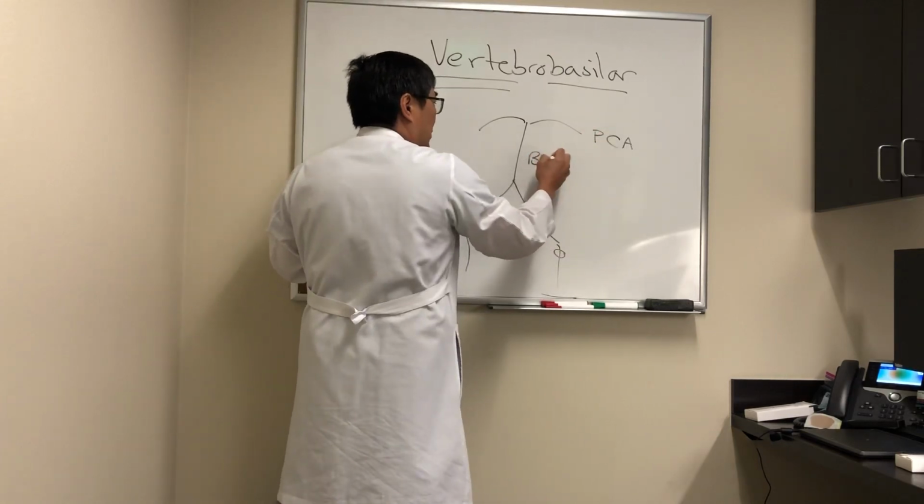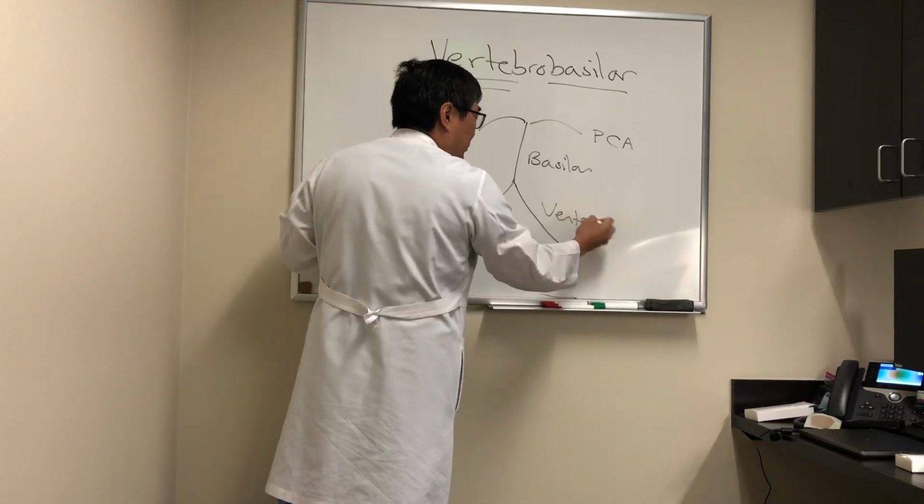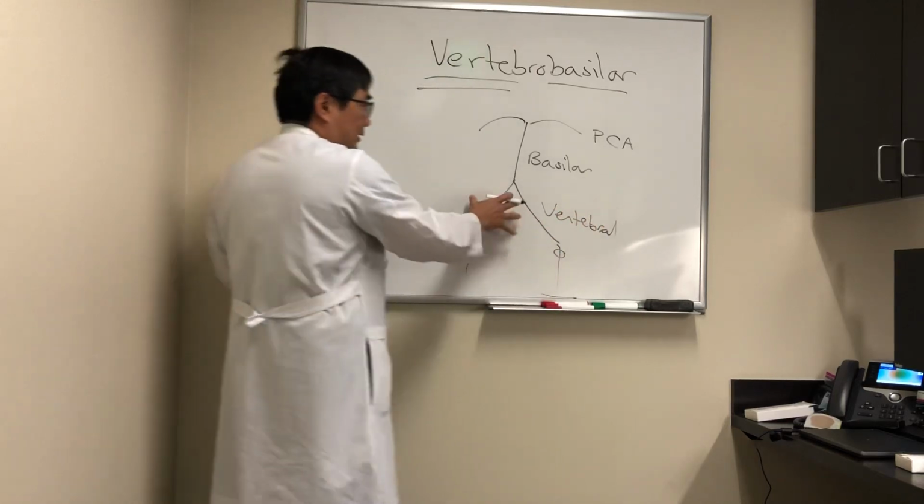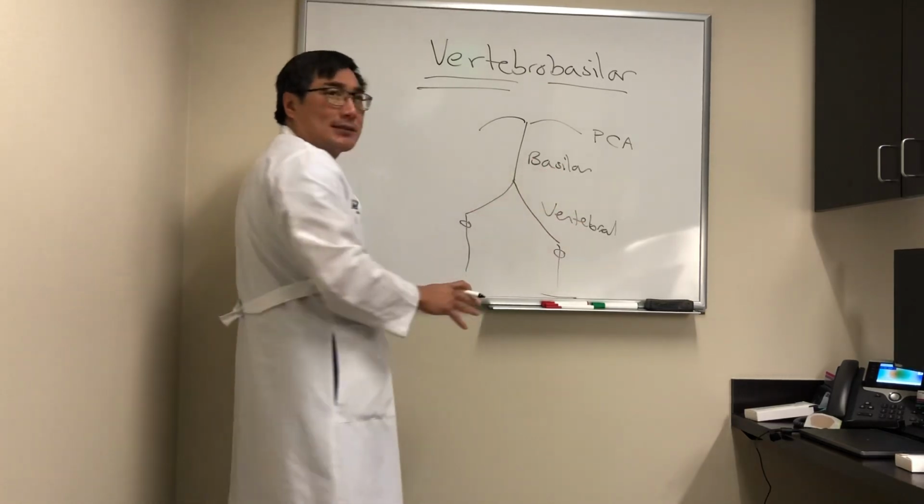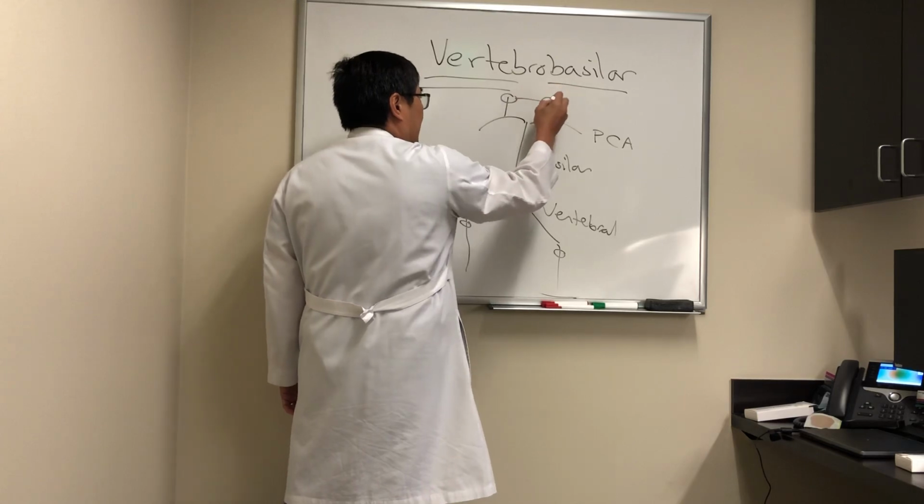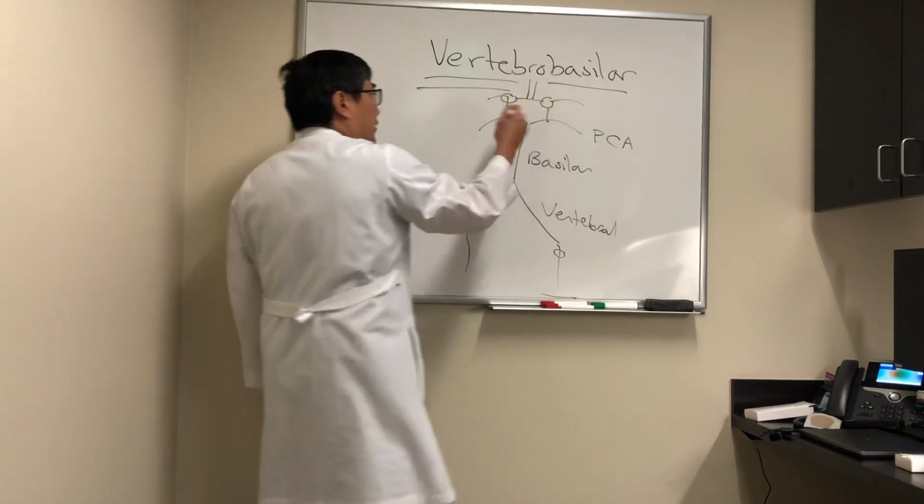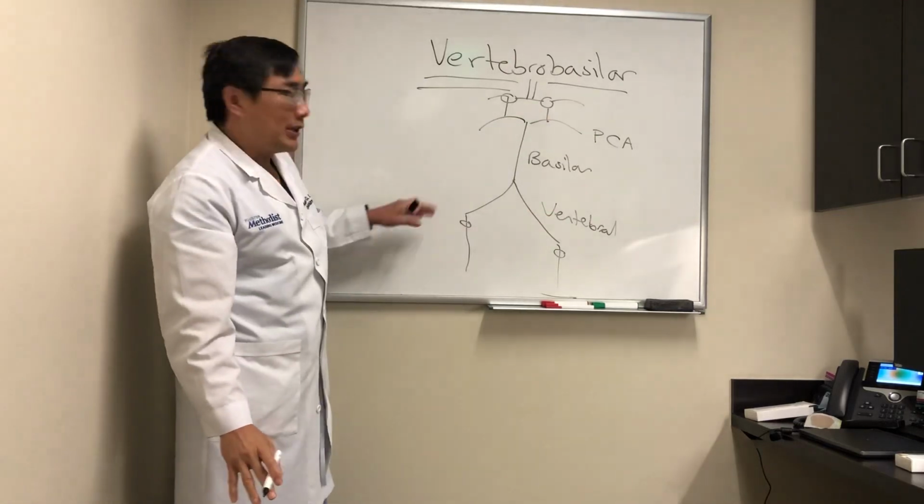arteries. So we have to worry about both the direct effects as well as the downstream effects of vertebral or basilar disease. And of course then that forms the rest of the circle of Willis. So today we're going to be talking about only the posterior circulation here.